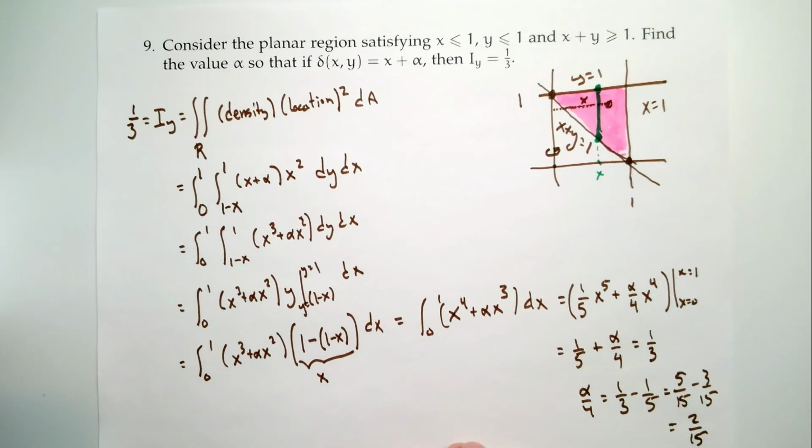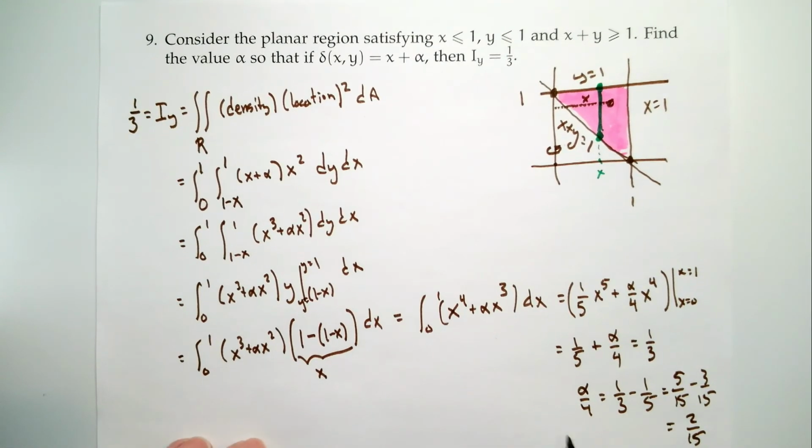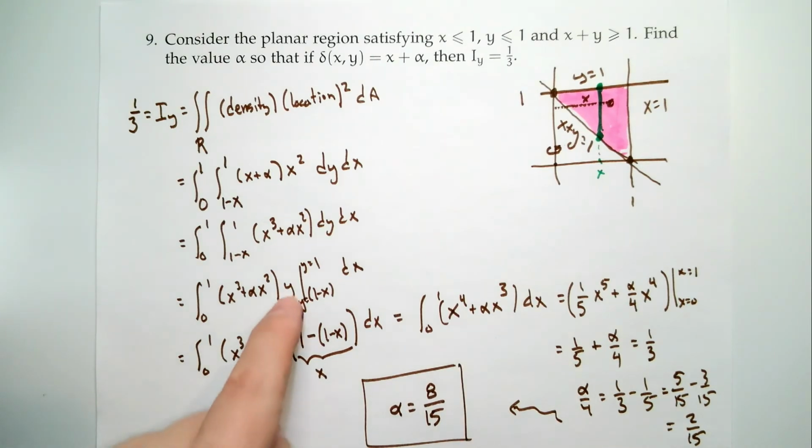And, oh, we're almost out of space. Okay. And so we can finally finish off, multiply both sides by 4. So alpha should be 8/15. And there you go.